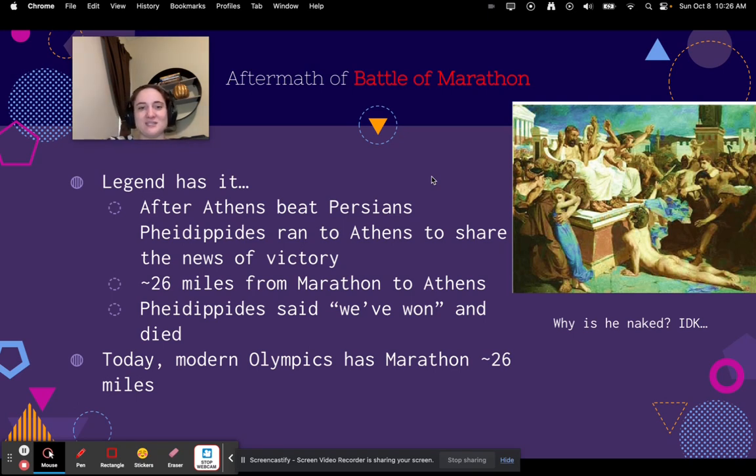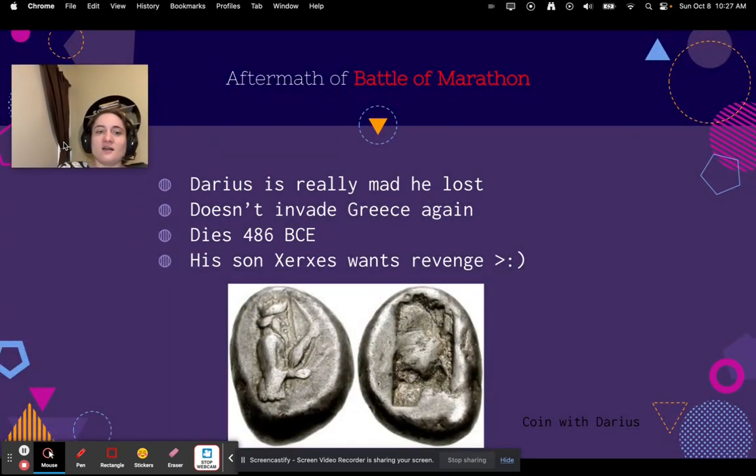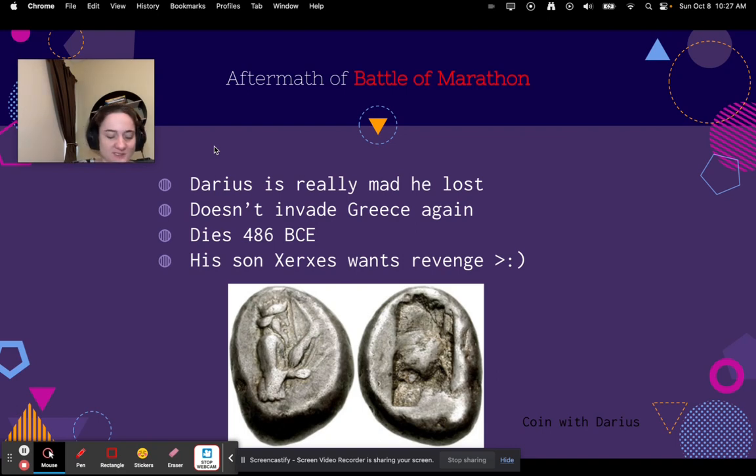Also, a legend about it is after Athens beats the Persians, Phidippides runs to Athens to share the news of victory. And it is about 26 miles from Marathon to Athens. And Phidippides says, we've won. And then he just collapses and he just dies. So today, the Modern Olympics has a marathon, which is about 26 miles. So that's where the name marathon comes from, because of Phidippides running to spread the message that Athens had won against the Persians.